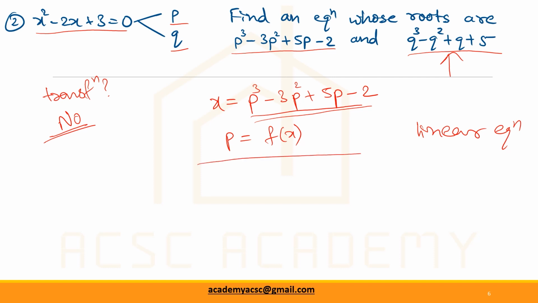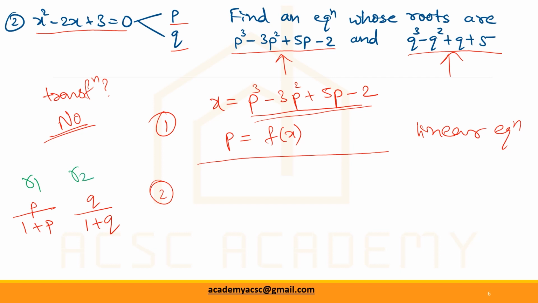But this was one of the reasons why we are not going with transformation of roots. The second reason is also that the two roots given to us are not symmetric. What do we mean by symmetric roots? In the previous problem, our roots were p by 1 plus p and q by 1 plus q. Now here, let us call these root 1 and root 2. In root 1, if I substitute q in place of p, what do I get?